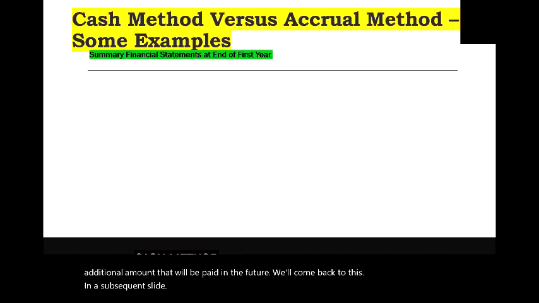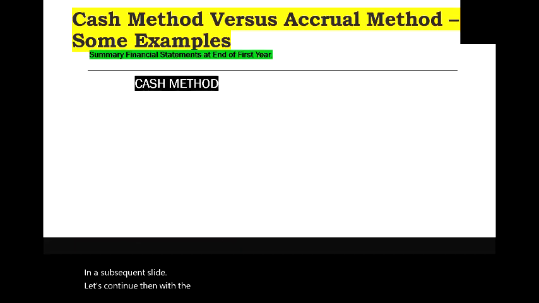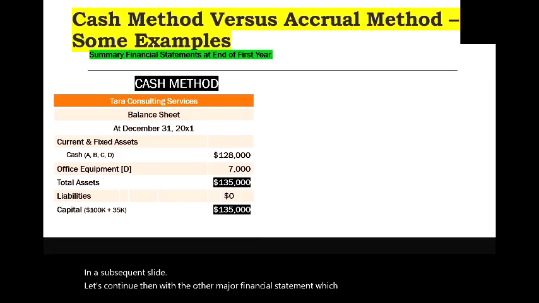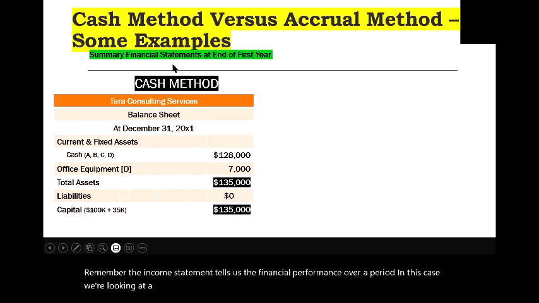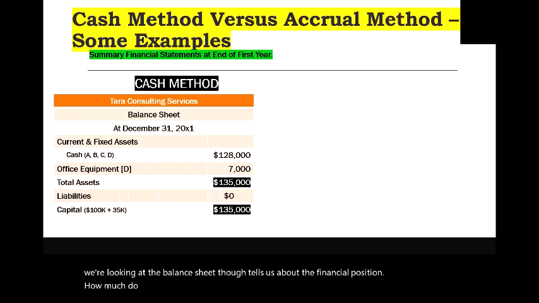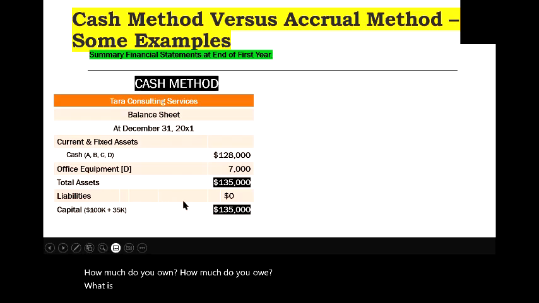Let's continue then with the other major financial statement, which is the balance sheet. Remember, the income statement tells us the financial performance over a period. In this case, we're looking at a year. The balance sheet, though, tells us about the financial position. How much do you own? How much do you owe? What is the claim that the owner now has against the assets of the business?